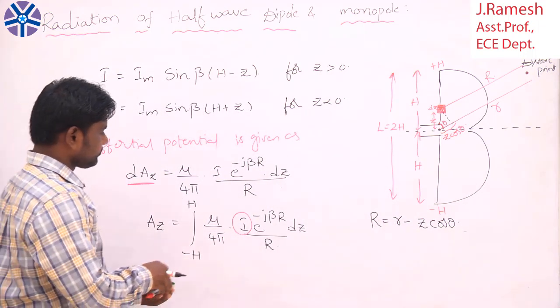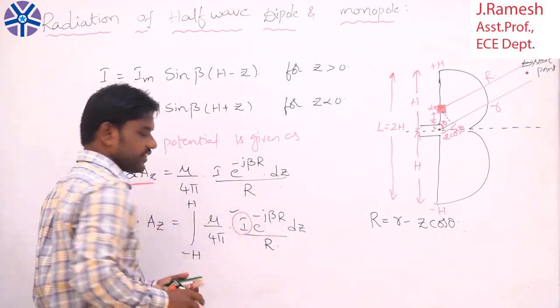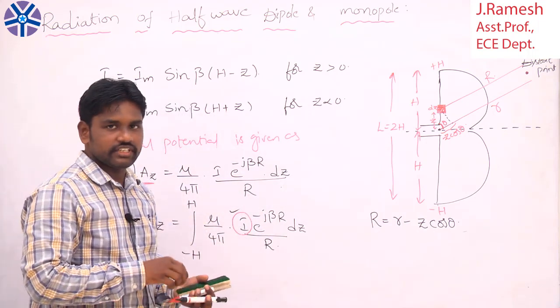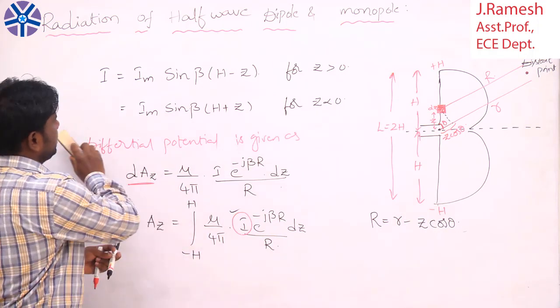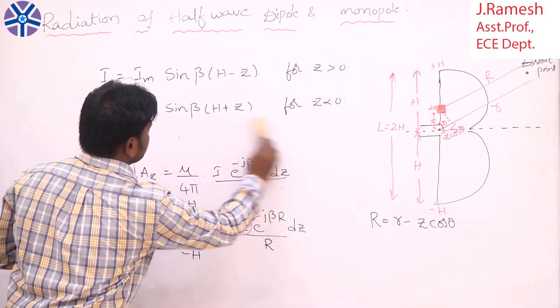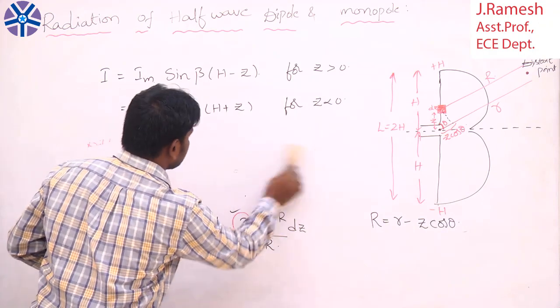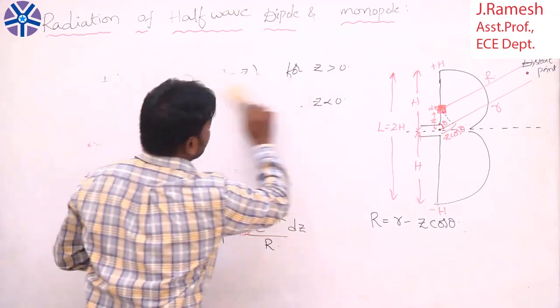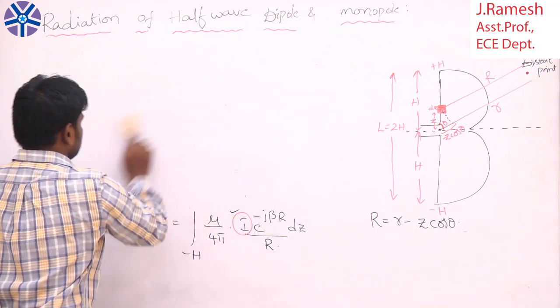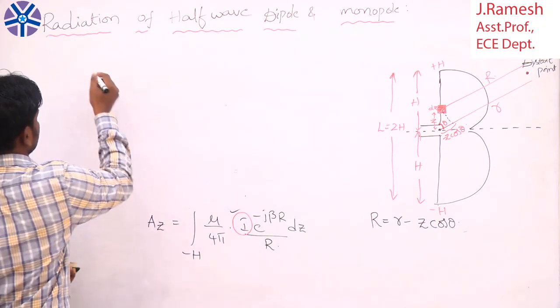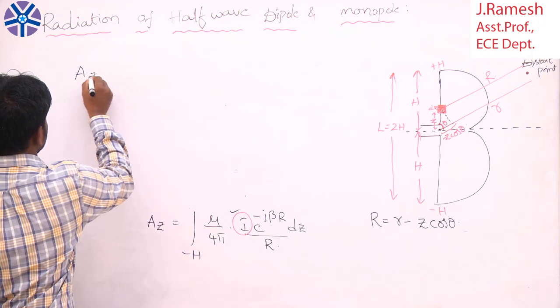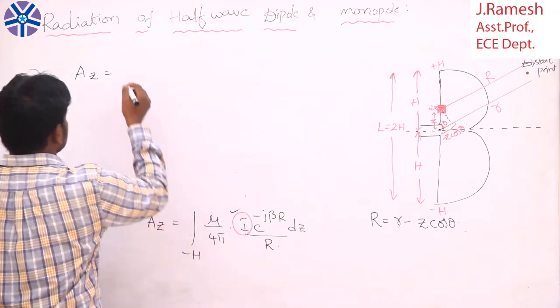So now, I is different for the different regions. That is why I am going to simplify this Az expression by using our I values. So now how can I simplify this one? Simply I am going to take the Az expression. So Az is given as, minus h to h.